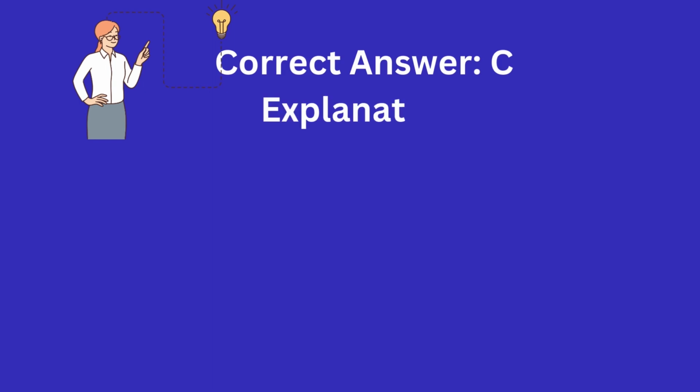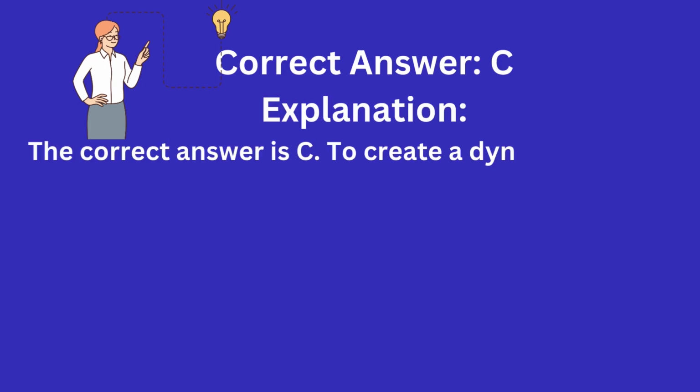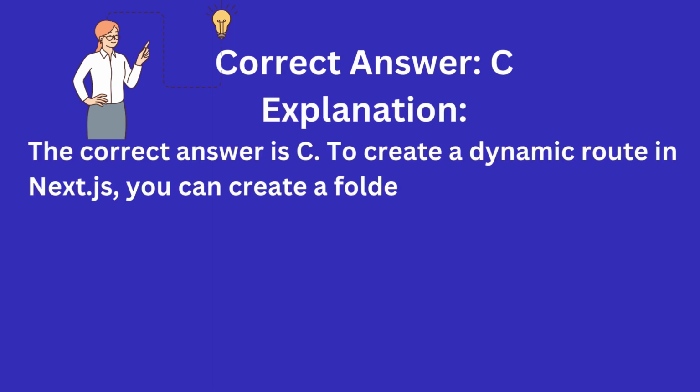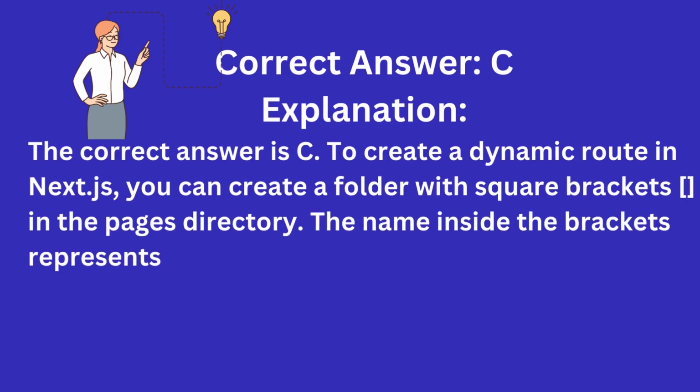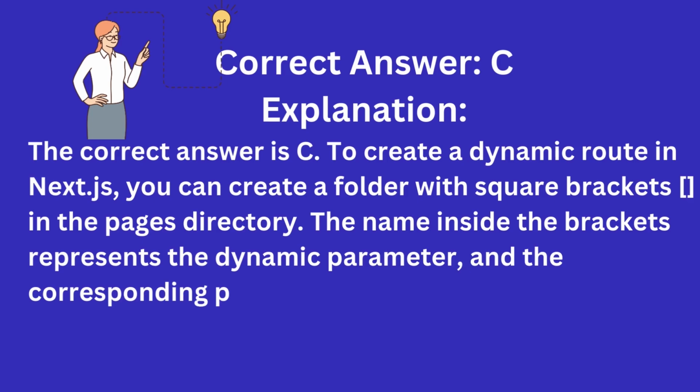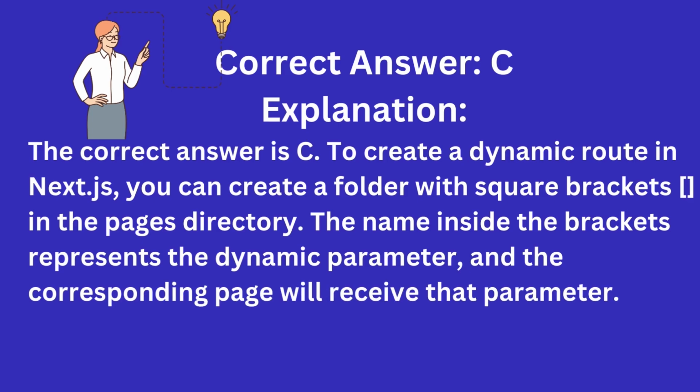Explanation. The correct answer is C. To create a dynamic route in Next.js, you can create a folder with square brackets in the pages directory. The name inside the brackets represents the dynamic parameter, and the corresponding page will receive that parameter.